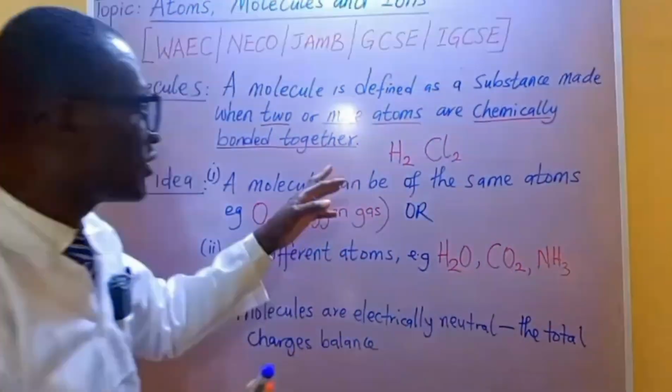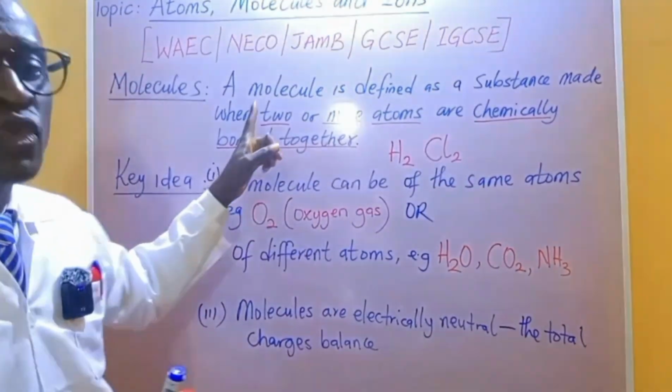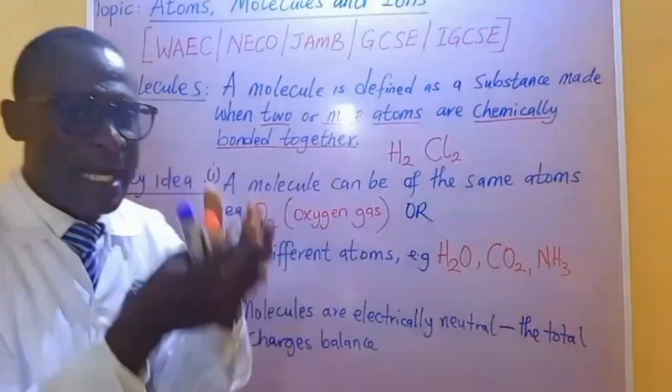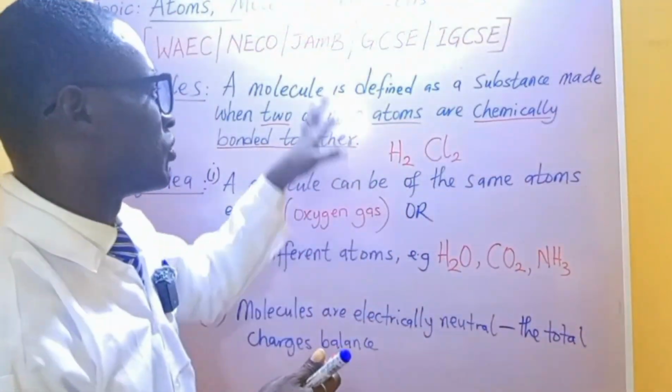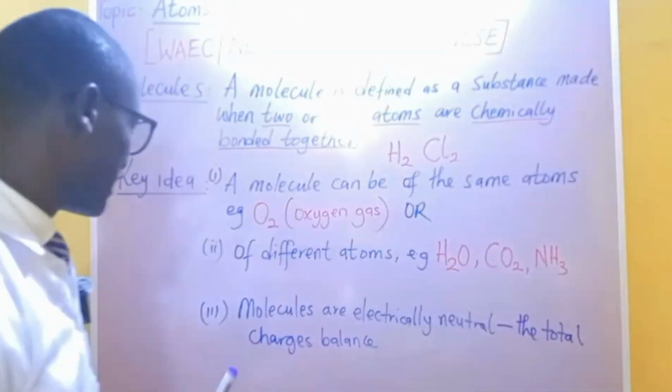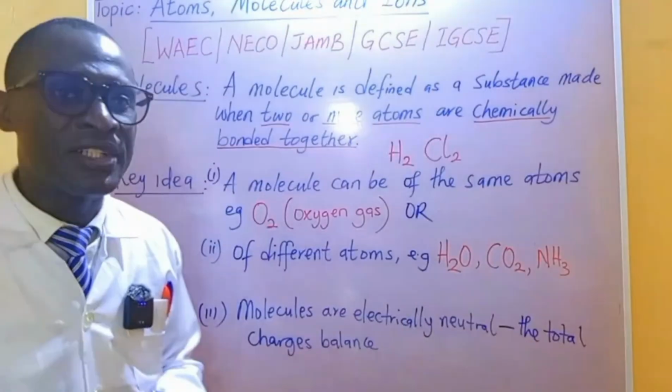So a molecule is a substance that is made when two or more atoms are chemically bonded, chemically combined together. What is formed is a molecule. Next key point here is that molecules are electrically what?